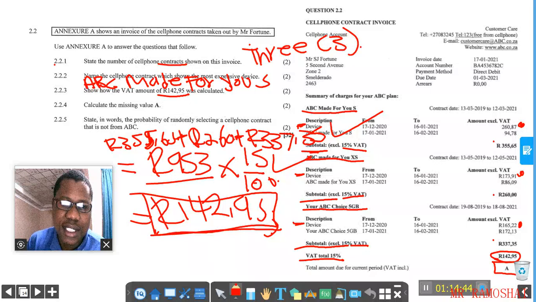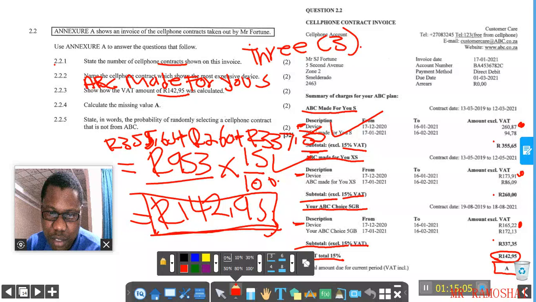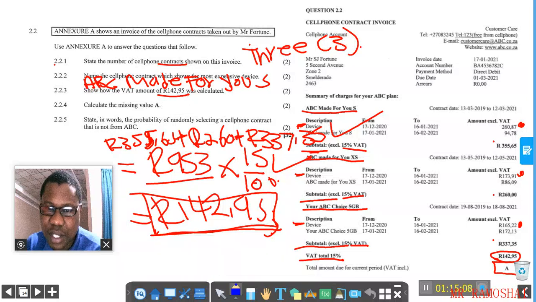Now 2.2.2, state in words the probability of randomly selecting a cell phone contract that is not from ABC. Can you select a contract that is not from ABC? Because all the contracts that you see here, let me change the color, let me make it blue. If you check the 3 contracts that we have, the first one from ABC, the second one from ABC, the third one from ABC. So is it possible to select a contract that is not from ABC?